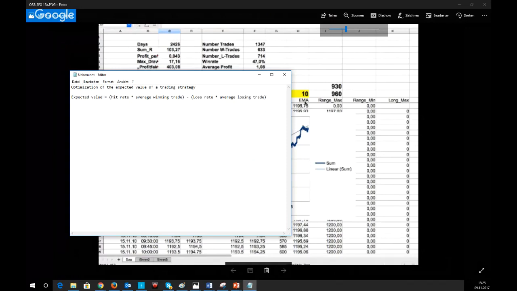So if you read a trading book and you read something like "let winning trades run, cut losing trades short," it's not very difficult to understand why this is true. Because if you let the winning trade run and make the average winning trade bigger, and you cut losing trades short, making the average losing trade smaller, what does it mean?